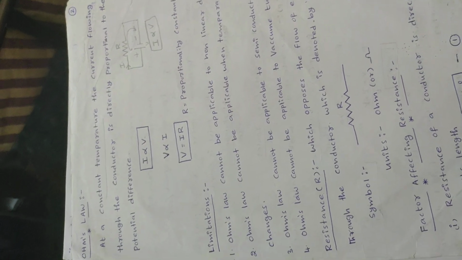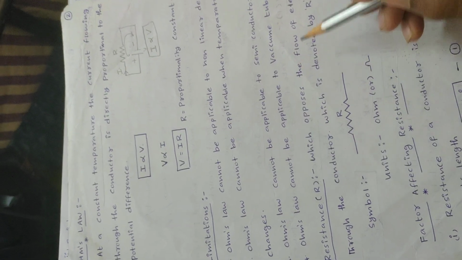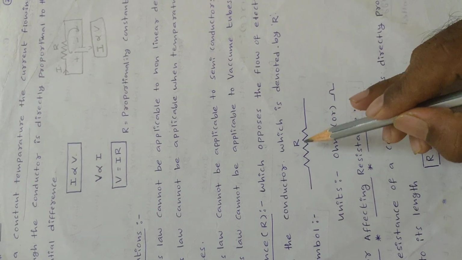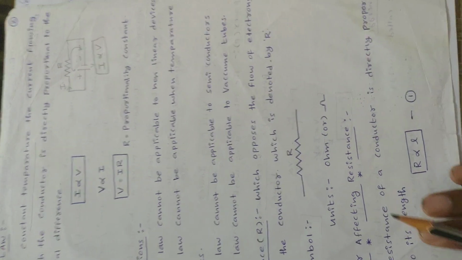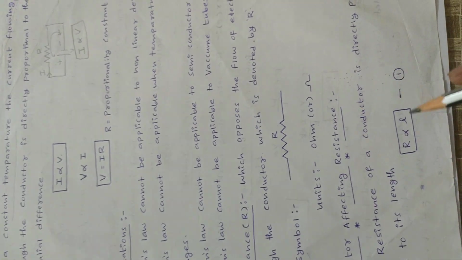Okay, next coming to resistor or resistance R, which opposes flow of electrons through the conductor. It is denoted by resistance R. Here is the symbol of resistor R. The unit for resistance is ohm. Now see here, the factors affecting resistance.